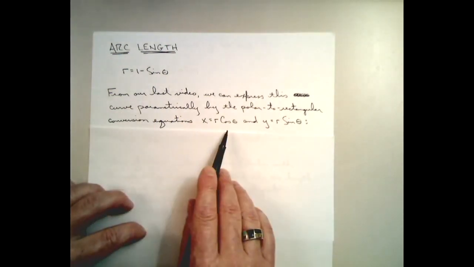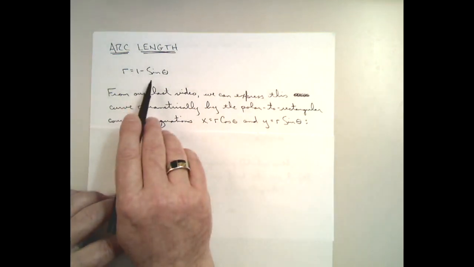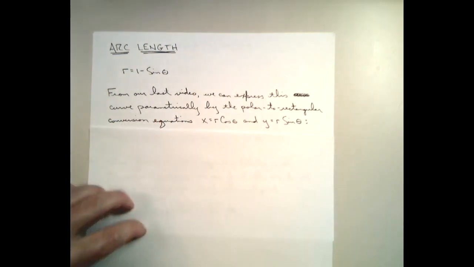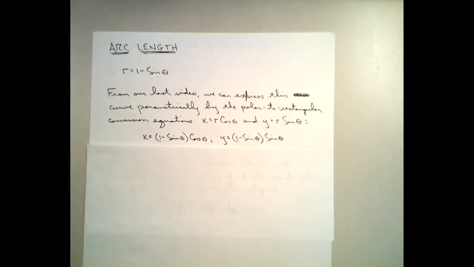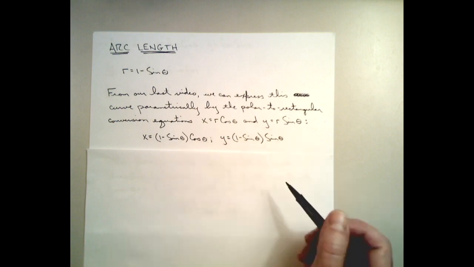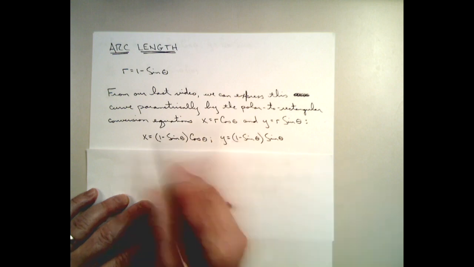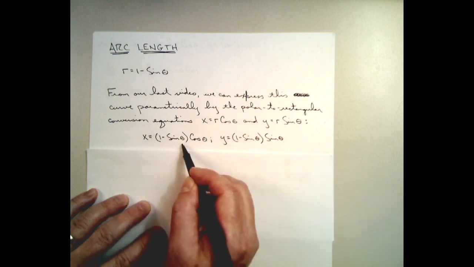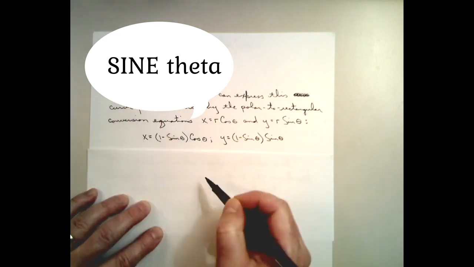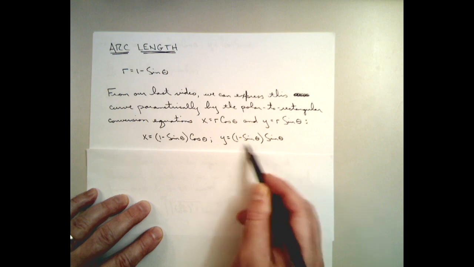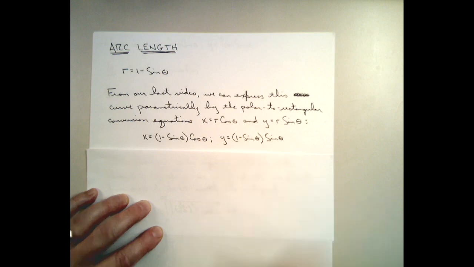So I can find a set of parametric equations whose graph is the same graph of this polar equation by just replacing what r is into our polar to rectangular conversion equations. And so what I'll have is, instead of x equals r cosine theta, I'm going to write x equals, well, 1 minus sine theta times cosine theta. That is r in this case. Y is r sine theta, but r is 1 minus sine theta, so y is 1 minus sine theta times sine theta.